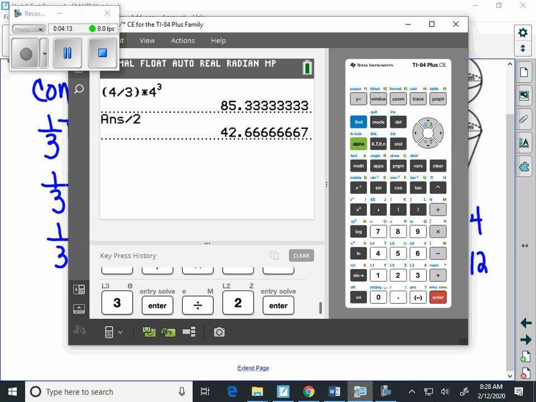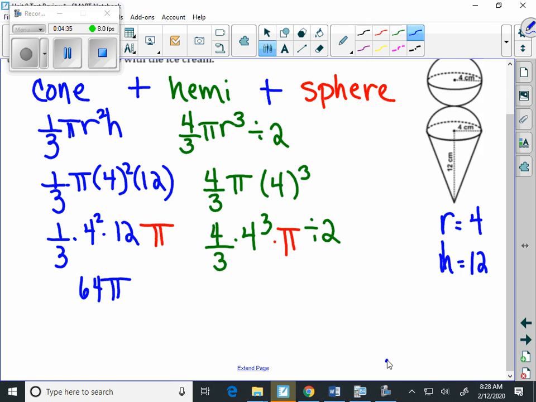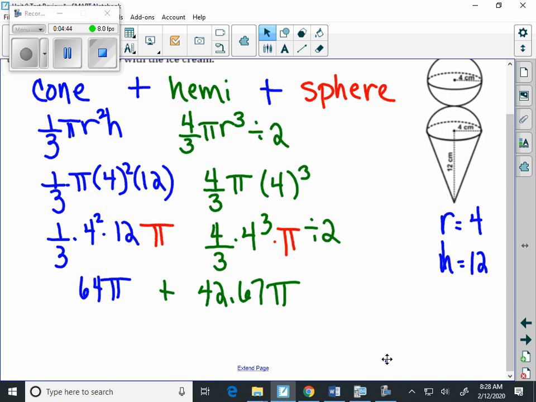We get this decimal. I'm going to round it to 42.67. I looked at this 6 here to determine what to do to the second 6, and because 6 is 5 or higher, I'm rounding it up. I'm going to put 42.67 pi. And now we have the full scoop of ice cream on the very top.